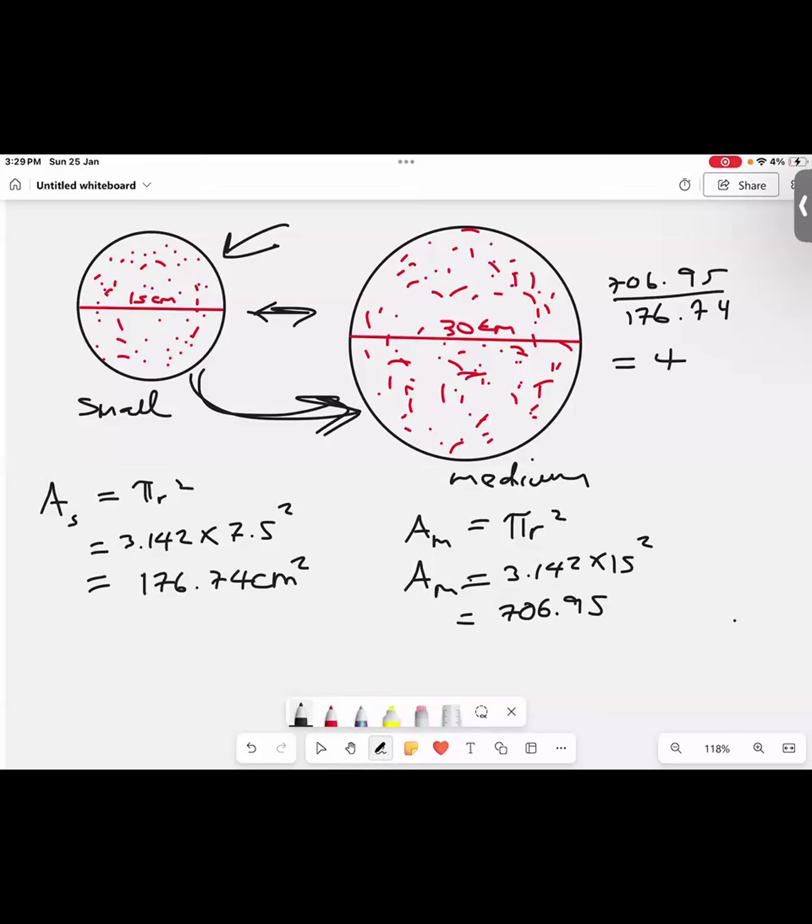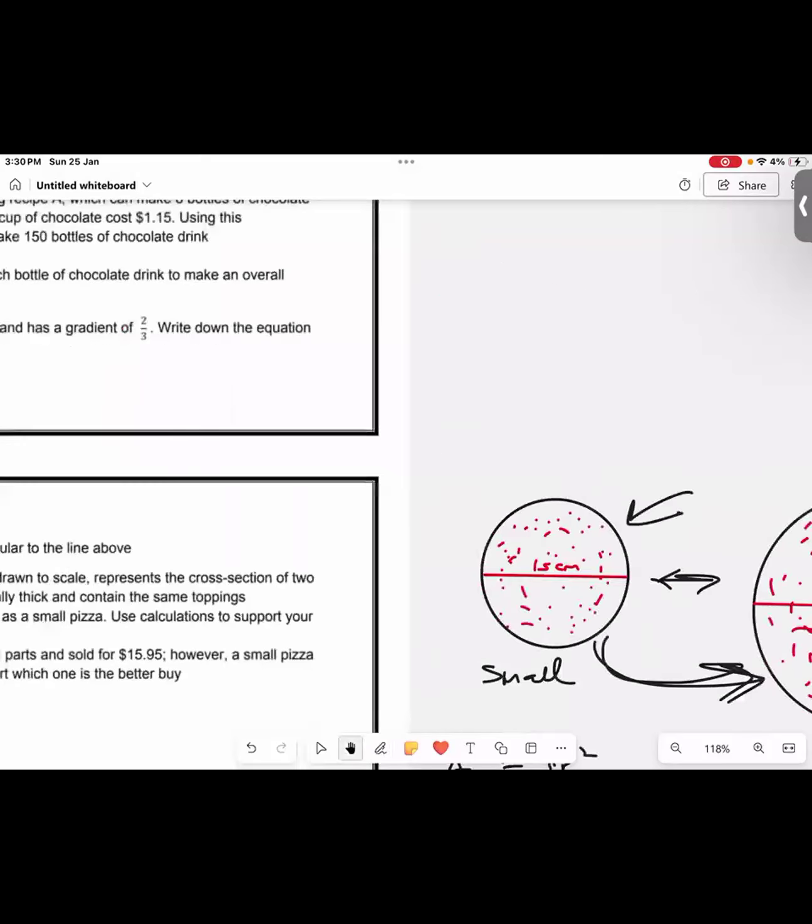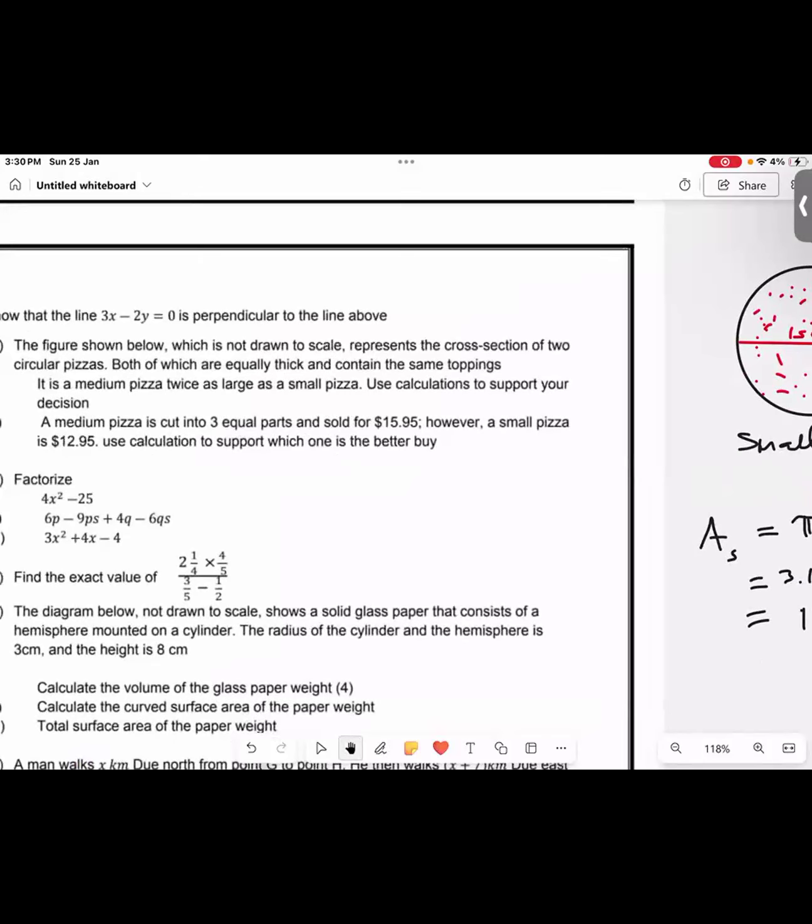Good. So what's your conclusion? Your answer is 4. No, it's not twice as large. It is 4 times as large. So your answer is the answer to the question. We go back to the question. The question says, is a medium pizza twice as large as a small? Your answer is no, it's not. It is 4 times as large. And the calculation I just did is what supports your answer.